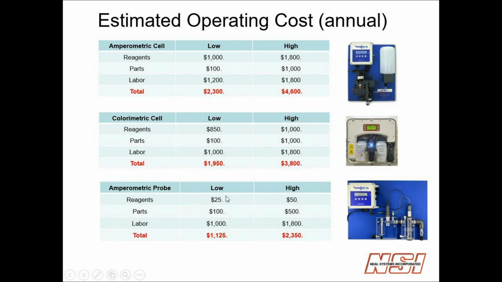Amperometric probe type analyzer, reagents are only about $25 to $50, and that's really for the electrolyte that you would replace every 6 months to a year. Parts, anywhere from $100 to $500. That's mainly the membrane cap for that probe. Labor, maybe $1,000 to $1,800 on that particular analyzer. So from cost of operation, that's the best deal there. That Amperometric Probe analyzer at about $1,100 on the low side to $2,300 on the high side.